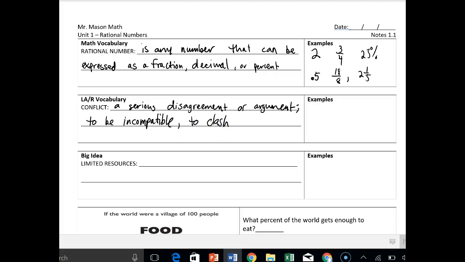So what's an example of a conflict? You could say something like good versus evil is an example of a conflict, right? The Bears versus the Packers are an example of a conflict, okay?